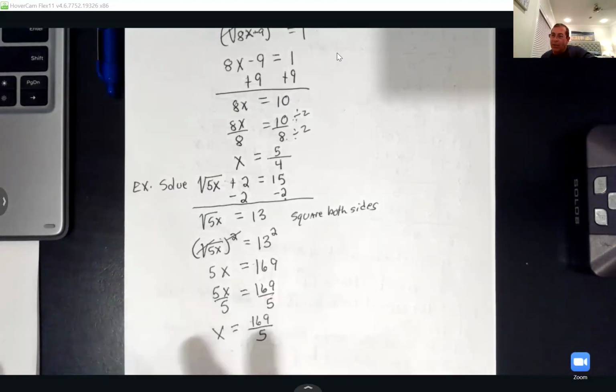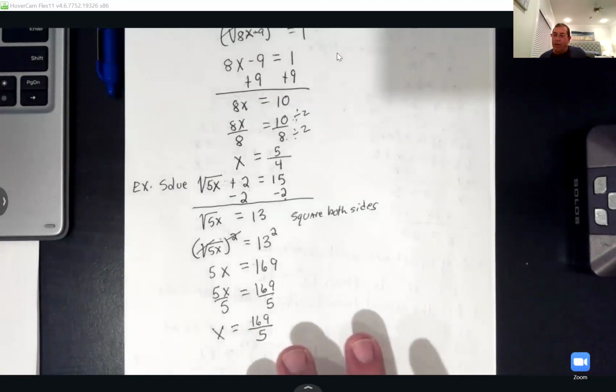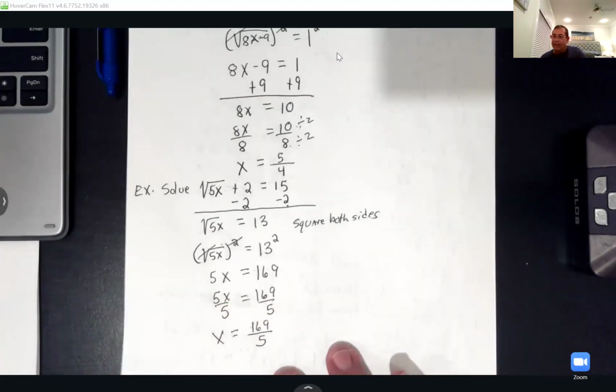So y'all getting the idea on these radicals? Because I've got a couple more of these. I just want to make sure y'all are getting the idea. Yes, I am. Okay.